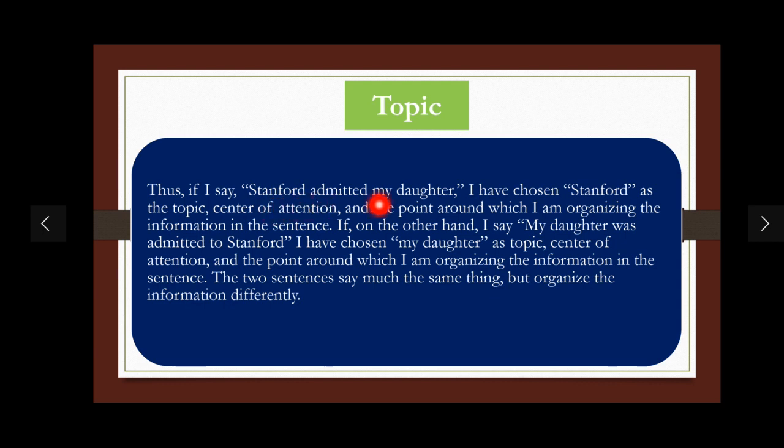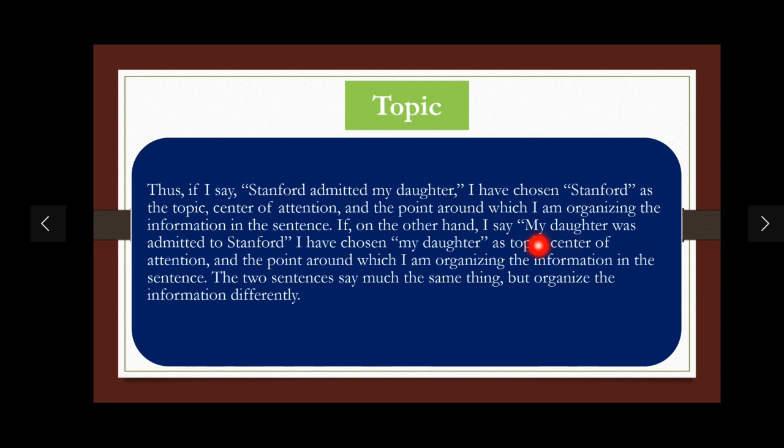It is the topic. Again, in the second example, if I say, "My daughter was admitted to Stanford," here my daughter is the topic. It is the subject, and "was admitted to Stanford" is the predicate, and here the information is organized in the predicate. So this information is given about my daughter. There is a huge difference between these two sentences. The two sentences may seem the same to you, but they are different.